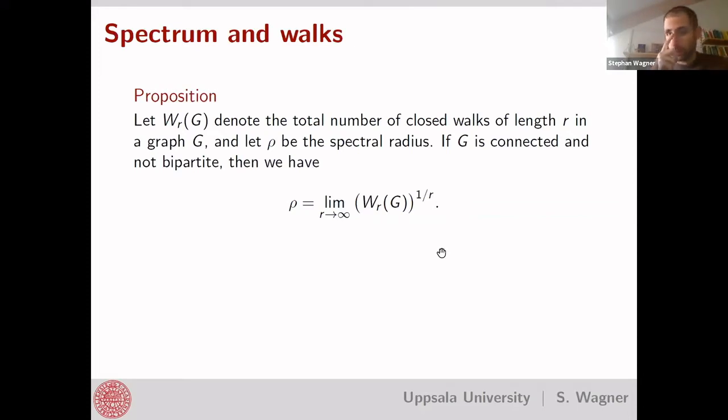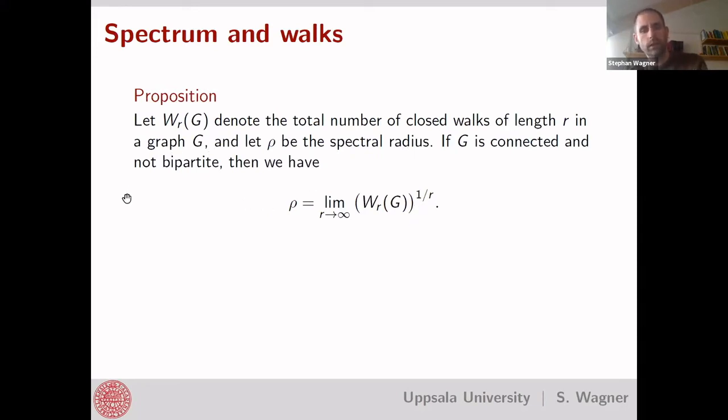One can go backwards, and that's often useful. If one knows something about the number of walks in a graph, then one can infer things about the spectrum. Specifically, one can get the spectral radius by means of a limit. If a graph is connected and not bipartite, then this limit exists. I'm taking the number of walks of length r, the rth root of that, and then the limit. And that turns out to be precisely the spectral radius, as we will see in a moment. If the graph is not bipartite, that's important here.